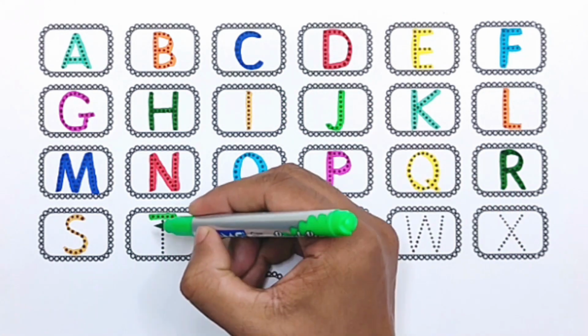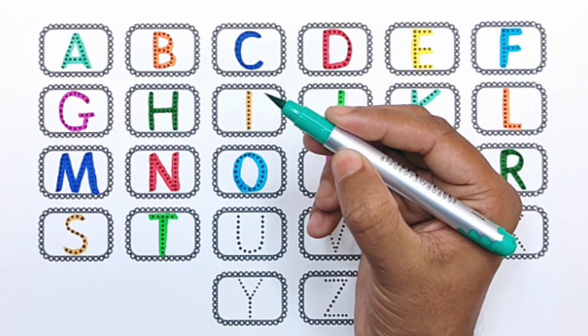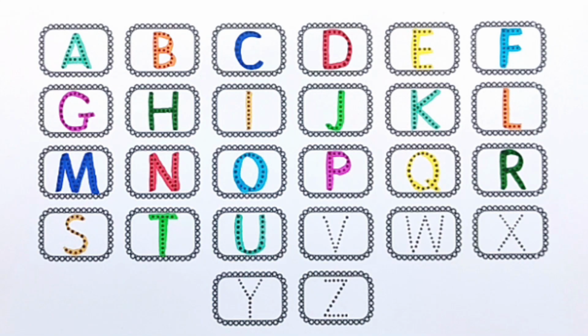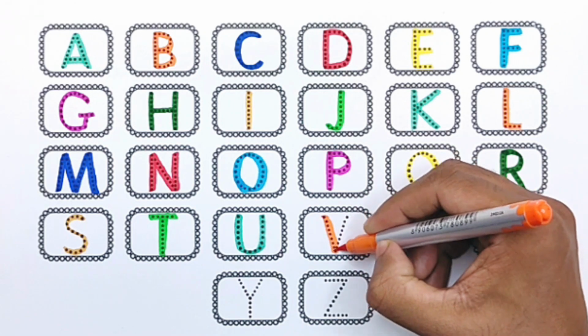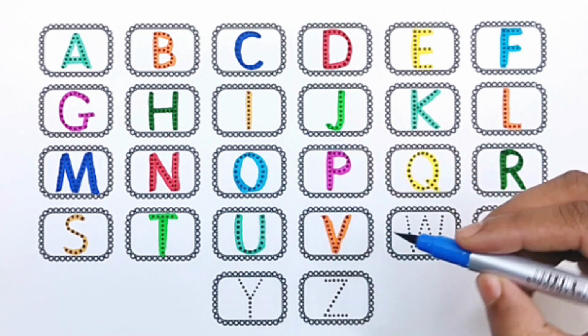T for tomato, sea green color. U for umbrella, orange color. V for vest, blue color.